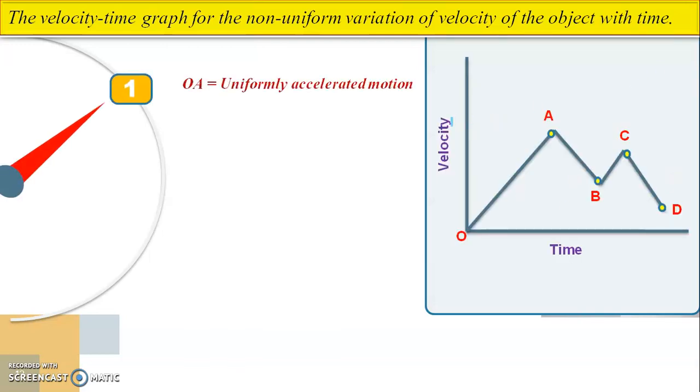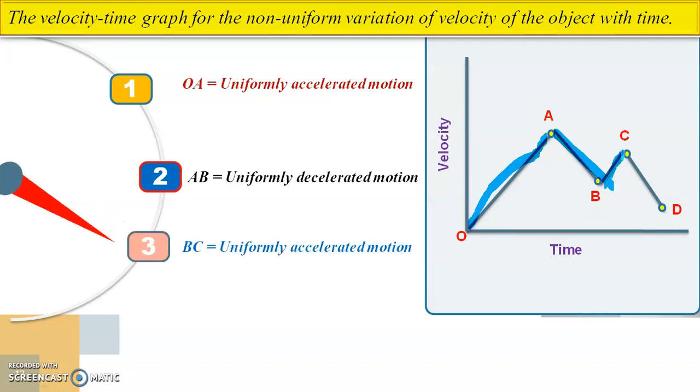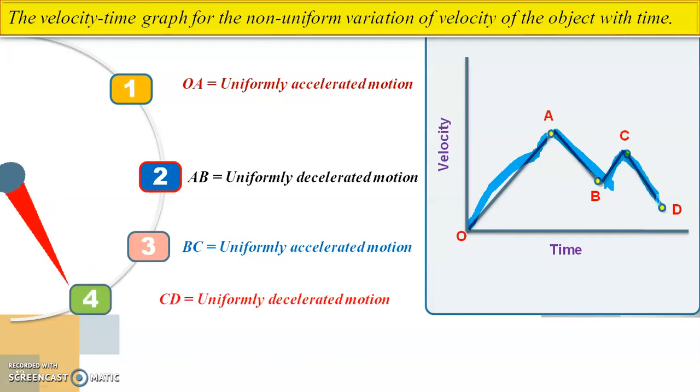Now here on the right hand side we have a velocity time graph for non-uniform motion. It may increase, decrease like this. Now for OA, it is uniformly accelerated motion, and for AB it is uniformly decelerated motion. Similarly for BC it is again uniformly accelerated, and for CD it is uniformly decelerated motion. So for non-uniform motion there may be an increase, there may be a decrease. Here you can say increase, then decrease, then increase, then decrease. So this type of graph will show you the non-uniform variation of the velocity of the motion.